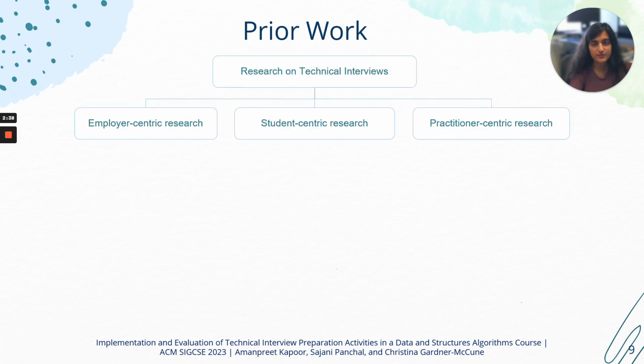Since several students face difficulties in being well prepared for technical interviews, we examined three different perspectives in literature to understand the characteristics of technical interviews and relevant preparation. These three perspectives pertain to employer, student, and practitioner-centric research that has focused on technical interviews in CS education research.